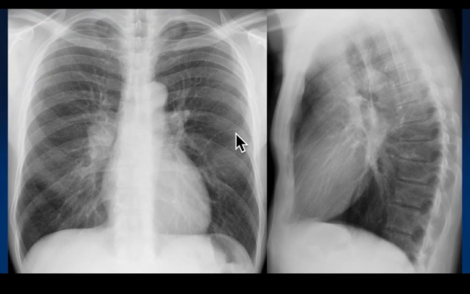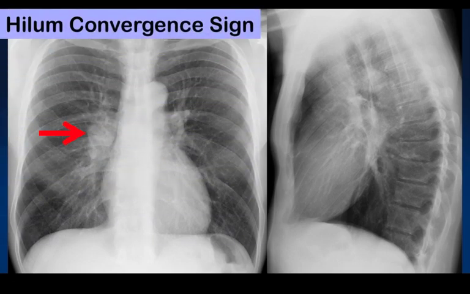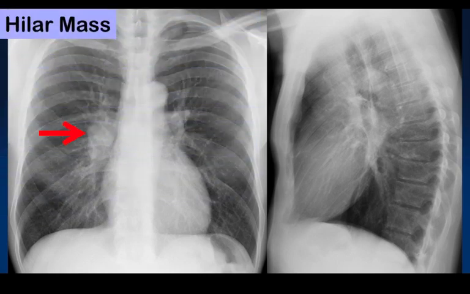Patient with a mass situated about the right hilum. Notice that in this case, however, the hilar vessels appear to converge into the mass and cannot be seen separately from the mass. This is an example of the so-called Hilum Convergence sign and indicates the presence of a hilar abnormality, perhaps a mass or enlarged pulmonary artery.